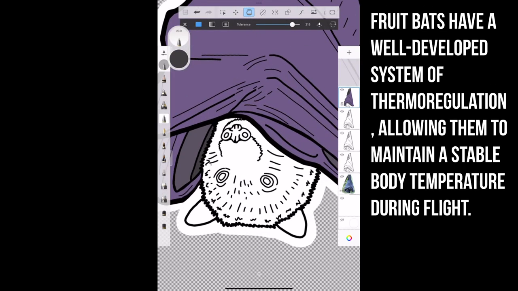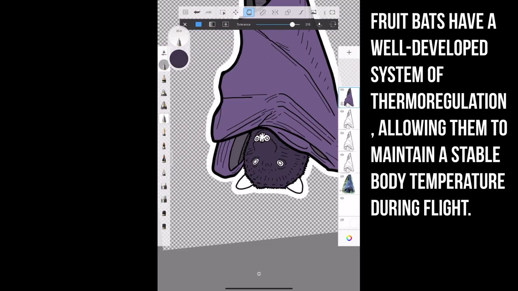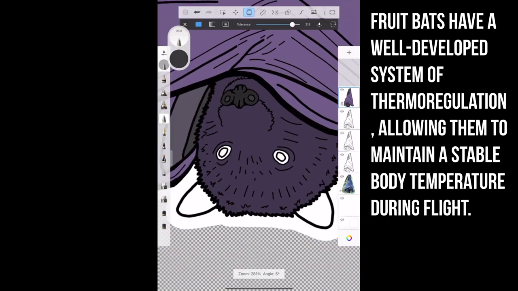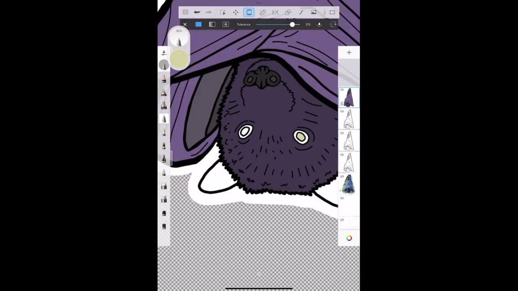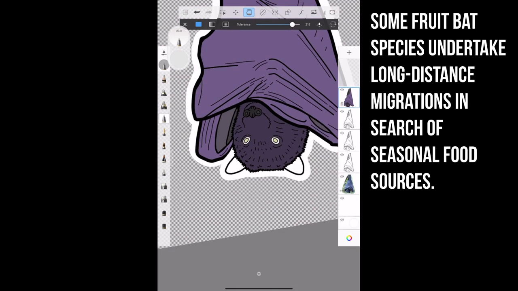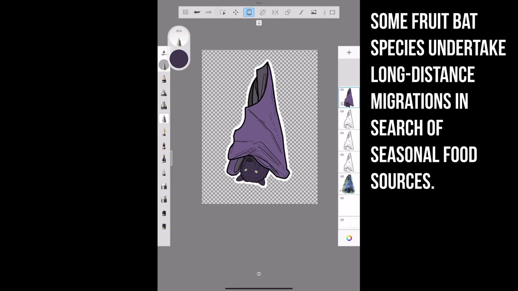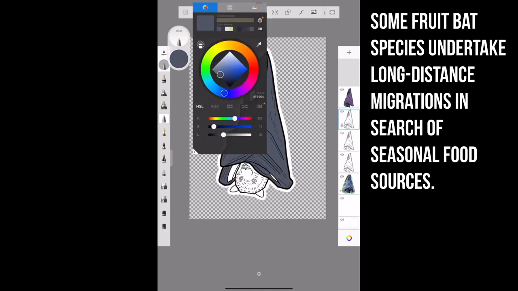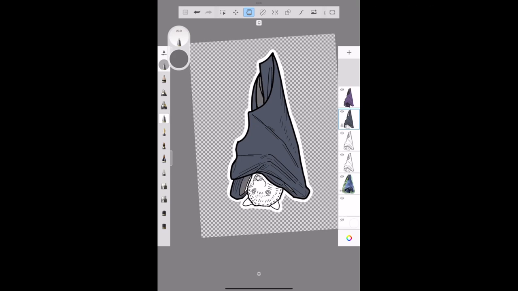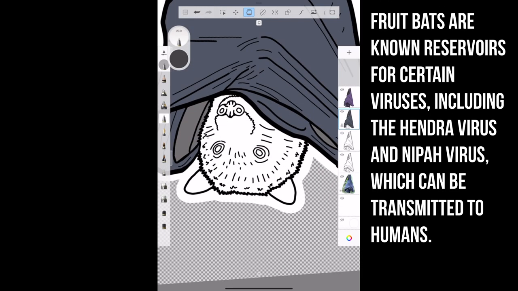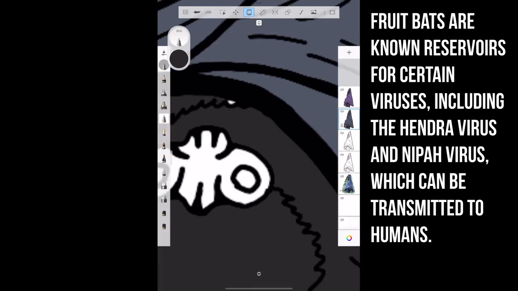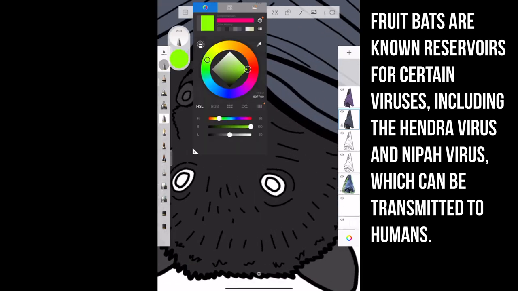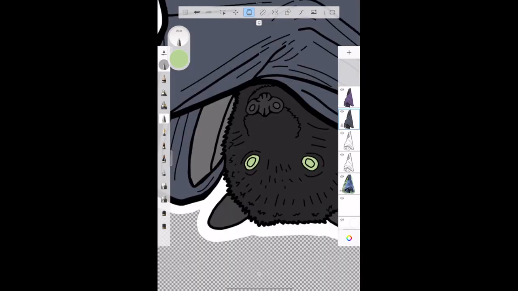Fruit bats have a well-developed system of thermoregulation, allowing them to maintain a stable body temperature during flight. Some fruit bat species undertake long-distance migrations in search of seasonal food sources. Fruit bats are known reservoirs for certain viruses, including the Hendra virus and the Nipah virus, which can be transmitted to humans.